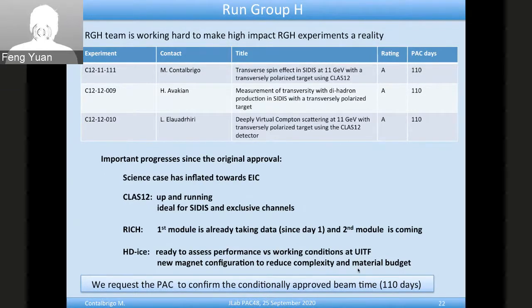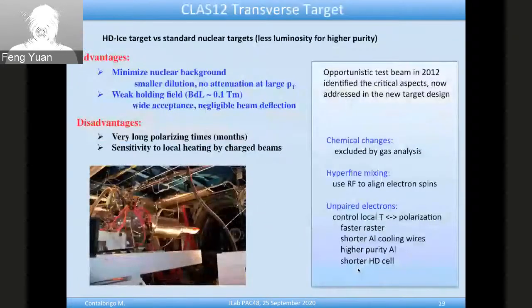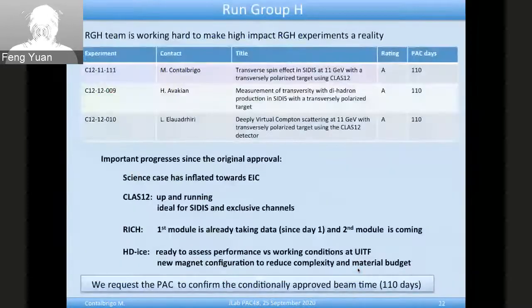I just have one minor comment. At the beginning of your presentation, you mentioned that your run group program becomes a pillar for the ESC science case. I would say that even before that, the transverse polarized target was already a pillar for the ESC science. It has been extensively discussed in the White Paper and also the INT program. Those are my minor comments.